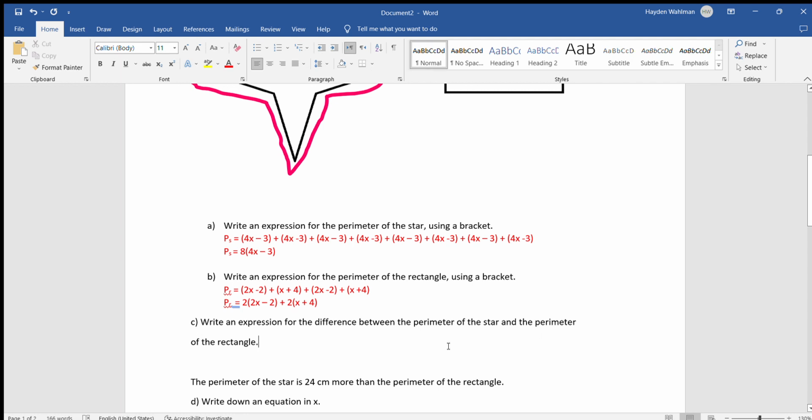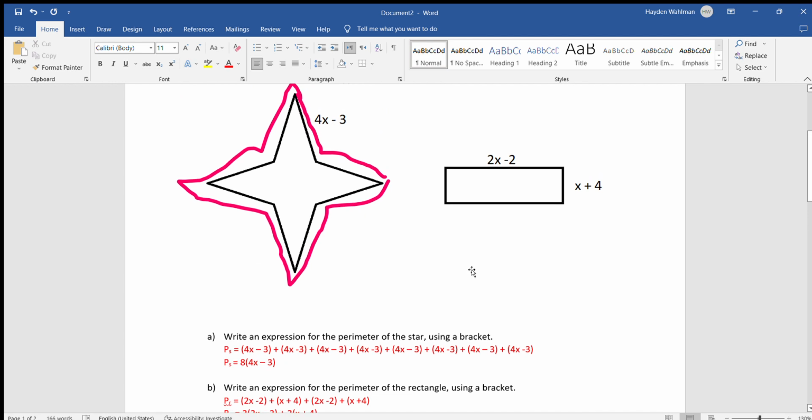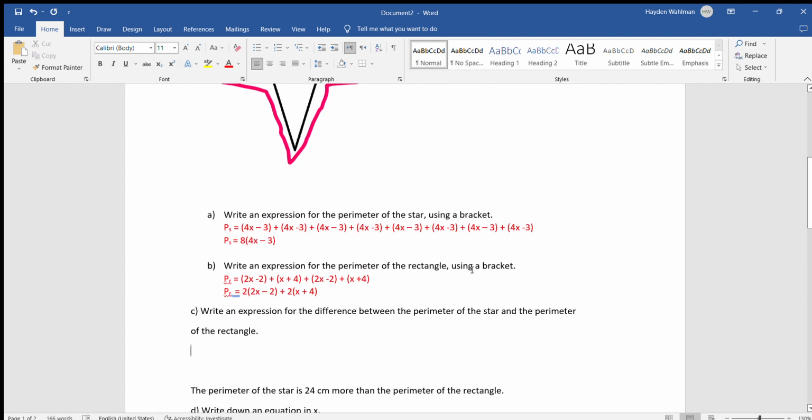All right, now write an expression for the difference between the perimeter of the star and the perimeter of the rectangle. So they didn't say do it in terms of x, did they? So we could do it in terms of p because that's easier. So the difference, so we could see that the star is bigger, right? Looks pretty big. So we could assume the star is bigger. So PS minus PR. So the perimeter of the star minus the perimeter of the rectangle. That's it. That is the expression. All right, because it's not an equation, we can't solve anything here. There's nothing to solve.